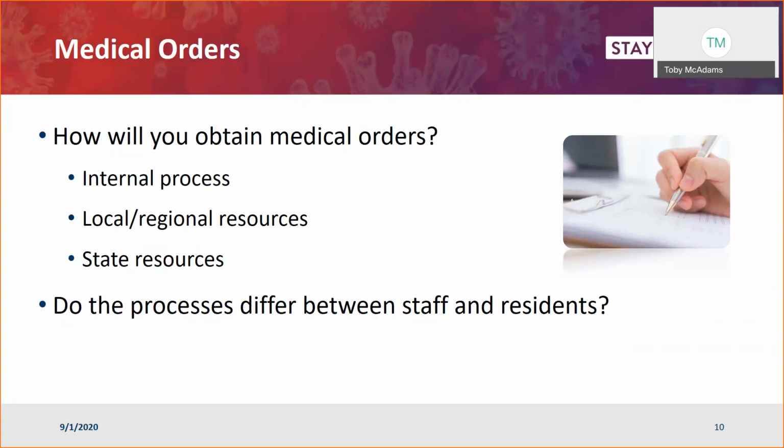But then let's say that you say, Angie, I don't have any other resources. I don't have someone in-house. I don't have someone locally. I don't really have anyone else to reach out to. So you go to the third tier, and that is state resources. And at this time, we have the infrastructure in place in case you need assistance with accessing medical orders to be written for you and your staff and residents.